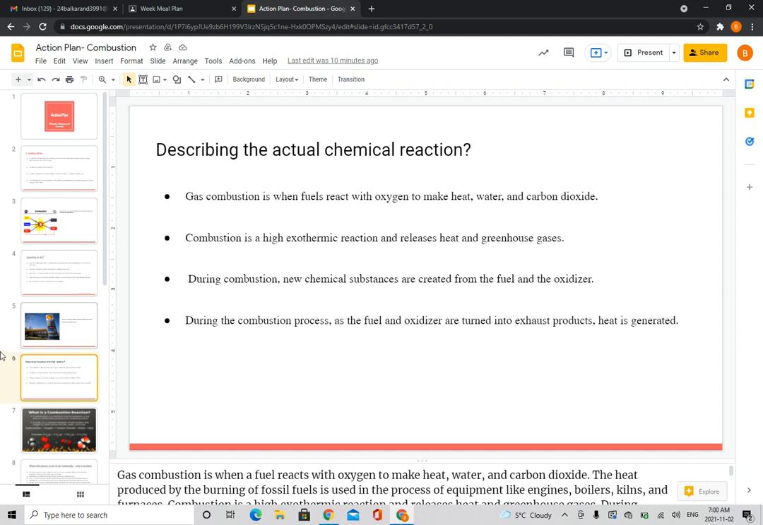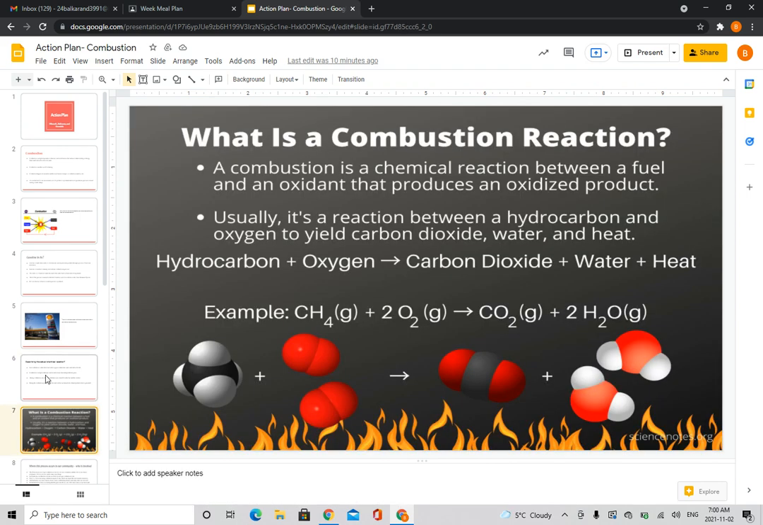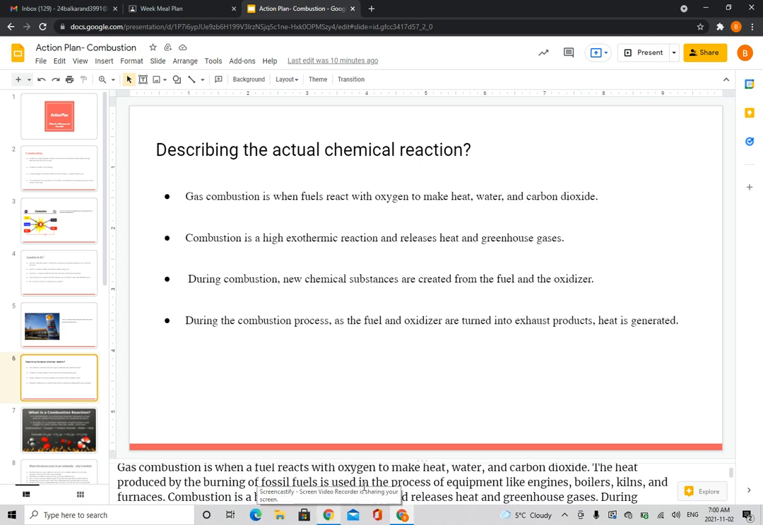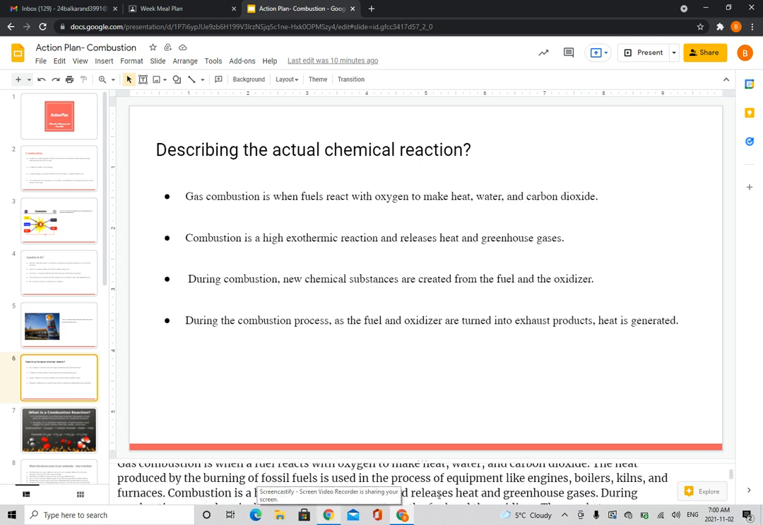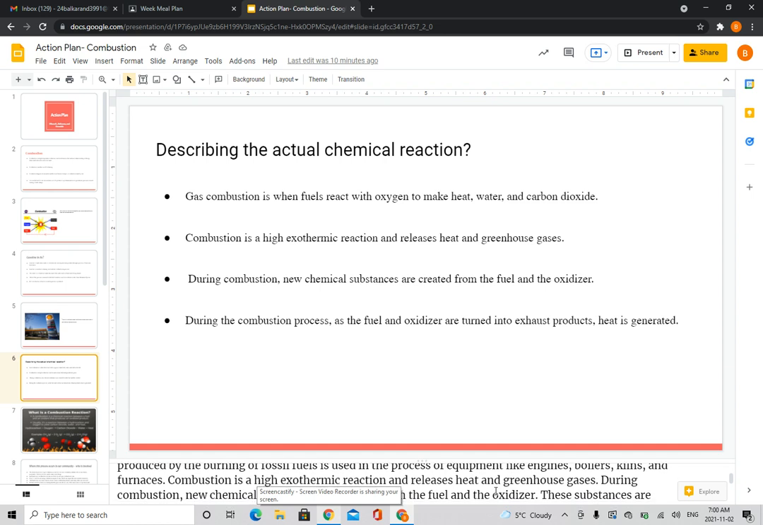Describing the actual chemical reaction. Gas combustion is when a fuel reacts with oxygen to make heat, water, and carbon dioxide. The heat produced by burning fossil fuels is used in processes of equipment like engines, boilers, kilns, and furnaces. Combustion is a highly exothermic reaction, releasing heat and greenhouse gases.